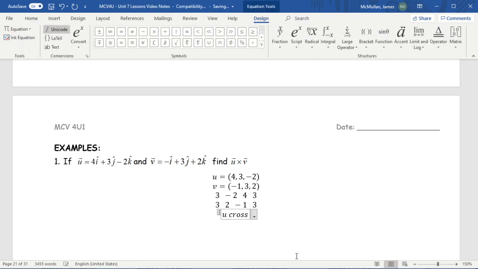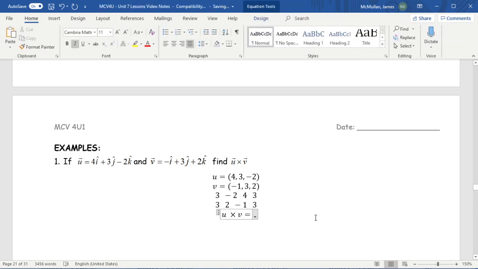u cross v, the cross thing's right up there, is equal to, again, draw the vector signs, please. I'm just trying to save us time by not writing them, but you do need to write them. u cross v would be, so I start with 3 times 2 is 6, take away negative 2 times 3, which is negative 6. Okay? Then I move to the second set of x's.